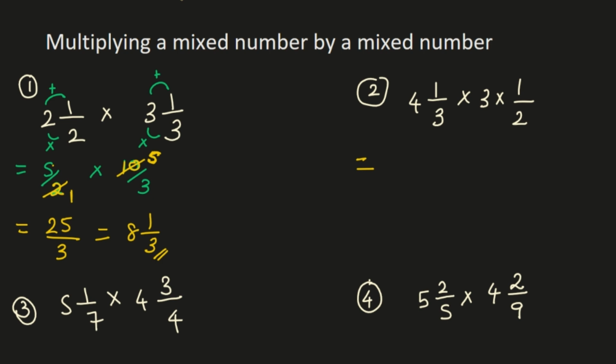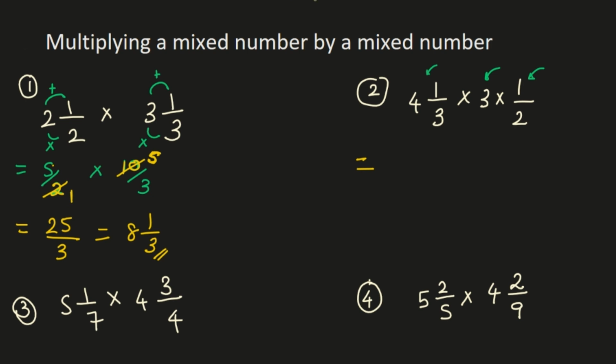Right. Here you can see it's 4 and 1 upon 3 into 3 into 1 upon 2. In this case, you can see it has a whole number as well. It doesn't matter: a whole number, a proper fraction, and a mixed number. It's not actually matching the topic, but let's do it, guys.